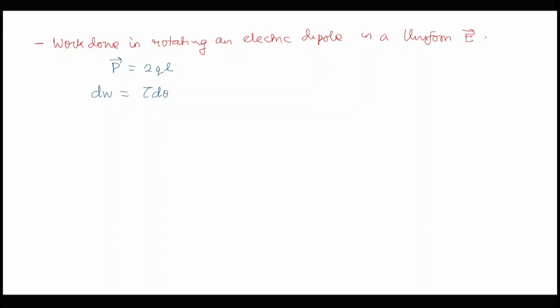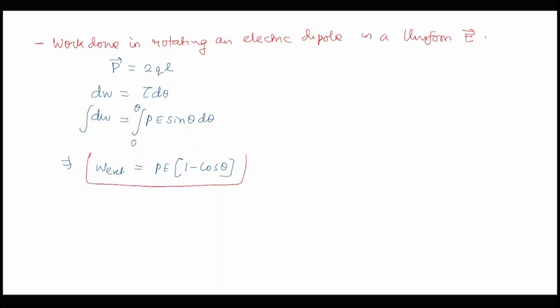We are expressing it in terms of PE sine theta d theta. And if the integration is from 0 to theta, we can say that the work done, that is W external, can be written as PE (1 minus cos theta). So this is going to be the expression for the work done in rotating an electric dipole in a uniform electric field.